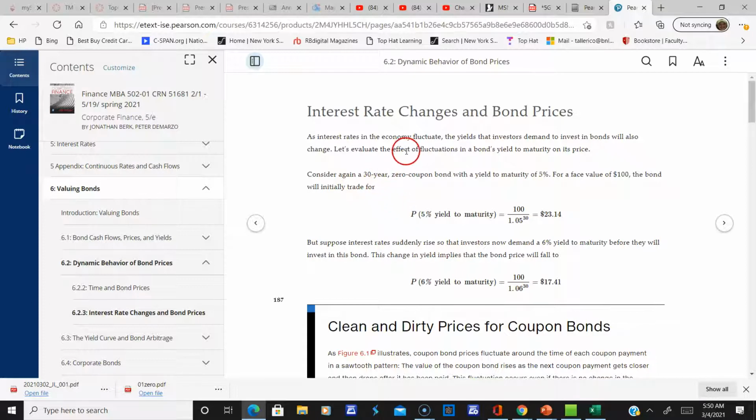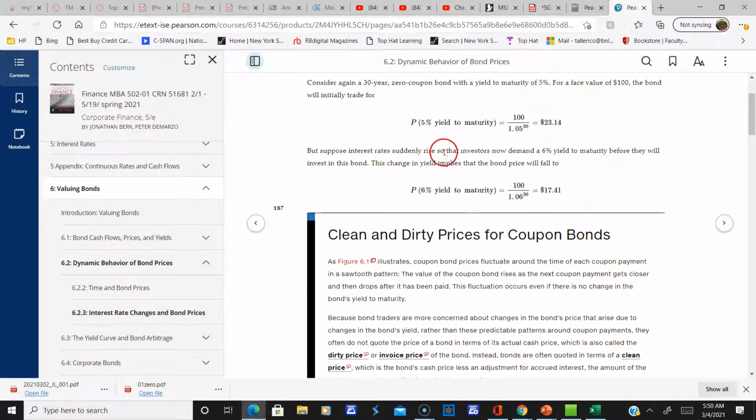All right, so interest rates in the economy fluctuate. The yields that investors demand to invest in bonds will also change. So let's now look at the effect of fluctuations in yield to maturity. Here's a 30-year zero coupon bond. You can see there's a 30 there, and it's got a 5% yield to maturity. The bond will initially trade for $23.14.